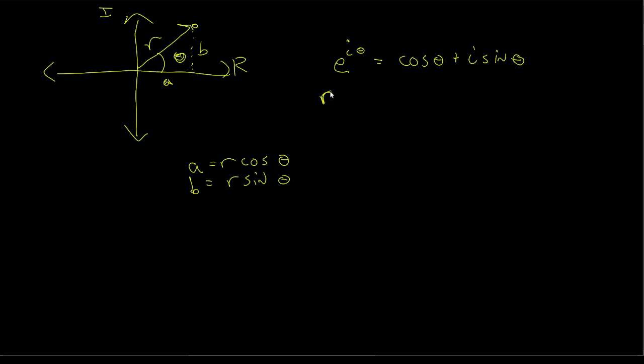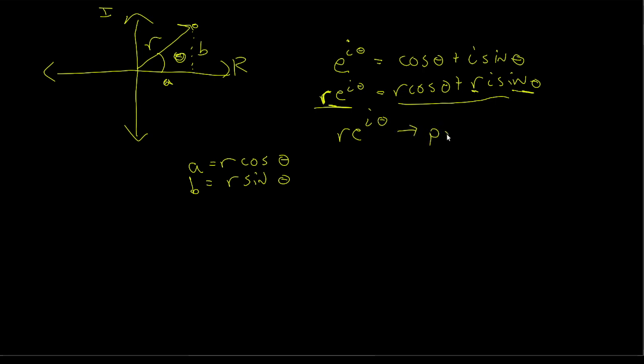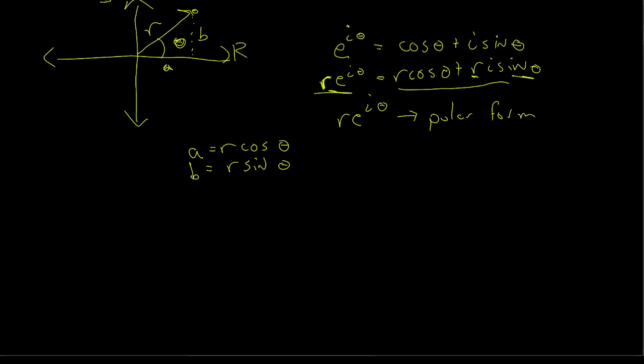And if we multiply this by r, we get r cosine theta plus r i sine theta. Notice the r sine theta is b times i, and the r cosine theta is a. So this form, r e to the i theta, will be the polar form. Euler worked hard to show that this relationship works, and we'll see that multiplications and derivatives work nicely with this.